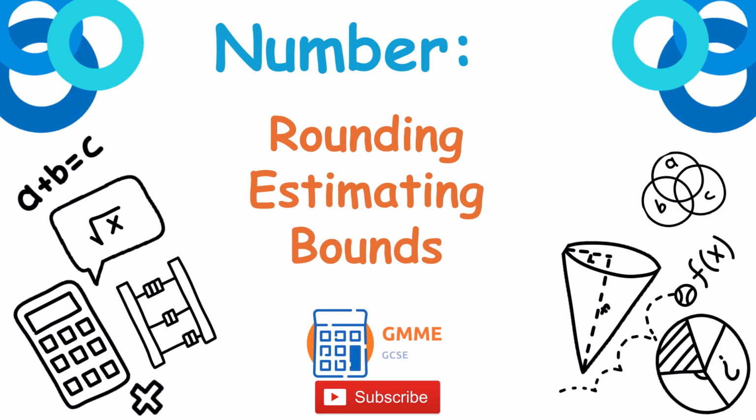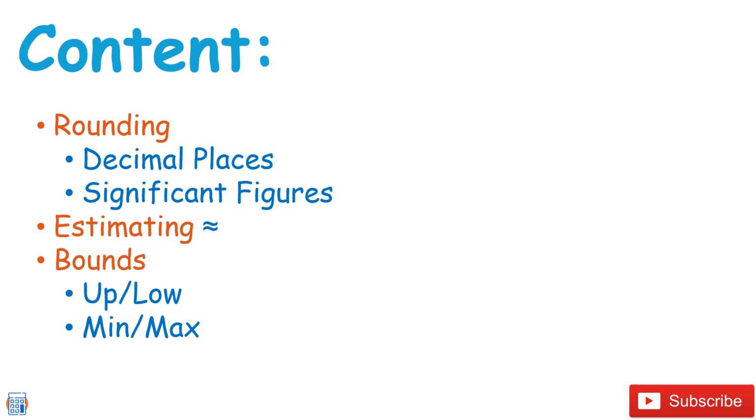Today is hopefully going to be an easy one for you. It's going to be rounding, estimating and bounds. So if we get to the content, it's exactly the same. For rounding, we're going to be going through decimal places and significant figures. Estimating basically just means for non-calculator papers, if you can't do a question, you might be able to make it more simple and work it out quicker. And then bounds is just min and max.